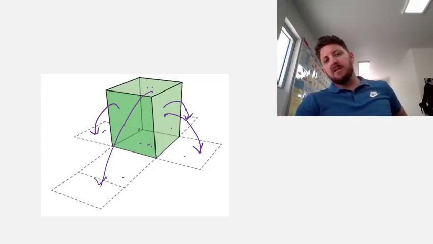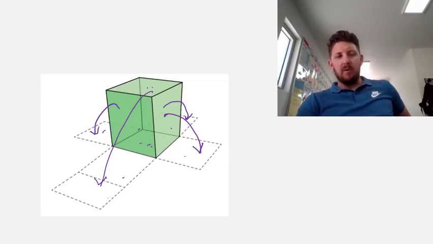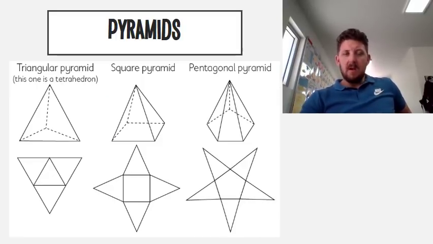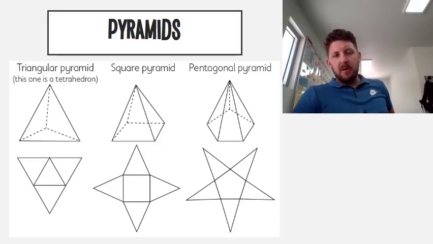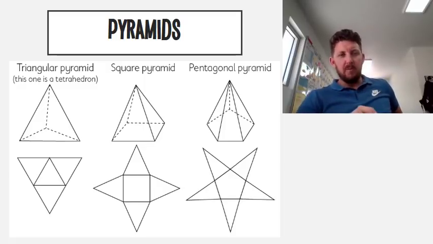Now, a net means that when we unfold our box or our three-dimensional shape, it's what the shape would look like if it was flat on the ground. It was a two-dimensional shape. Today, we're going to be looking at what the three-dimensional shape looks like and what the net looks like. In particular, we're looking at pyramids and prisms. We're going to start off with pyramids.